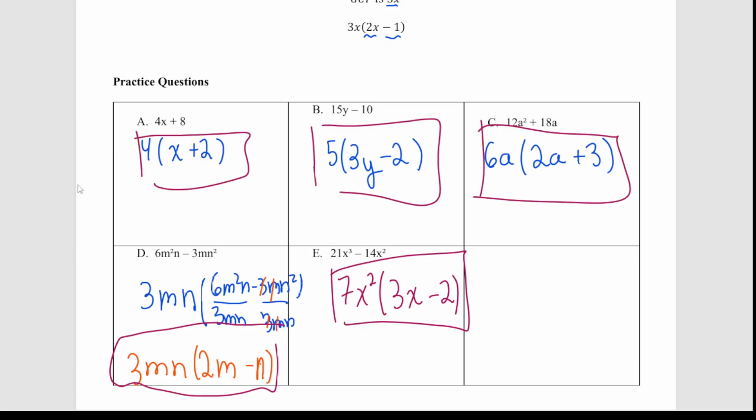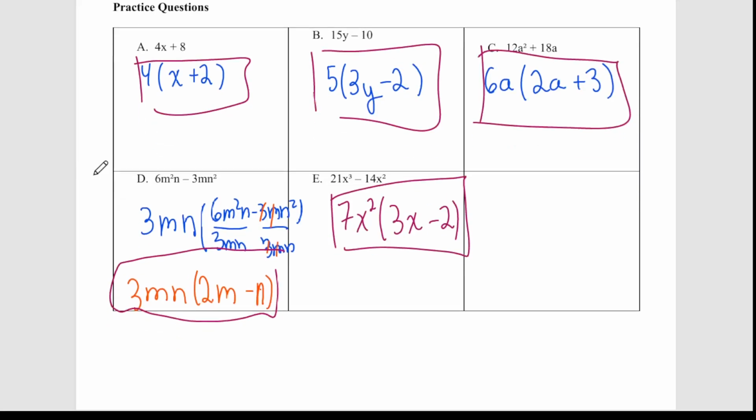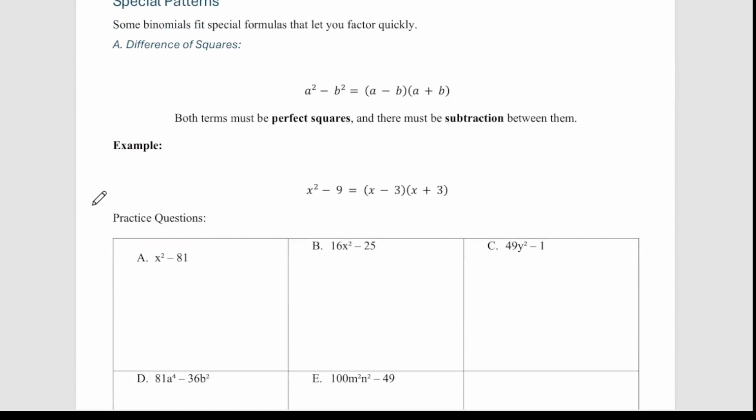Now, the only other way you might be factoring a binomial is if it's a special pattern, either a difference of squares or the sum or difference of cubes. So let's go through difference of squares first.